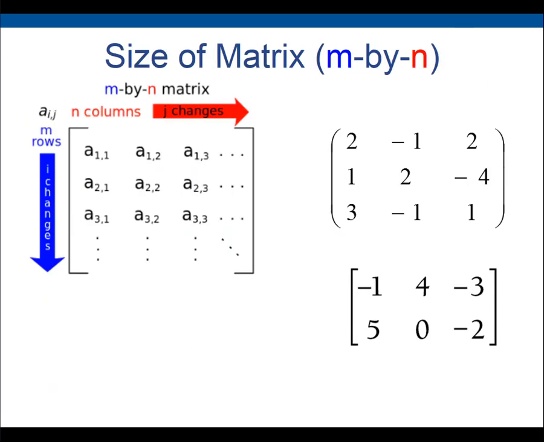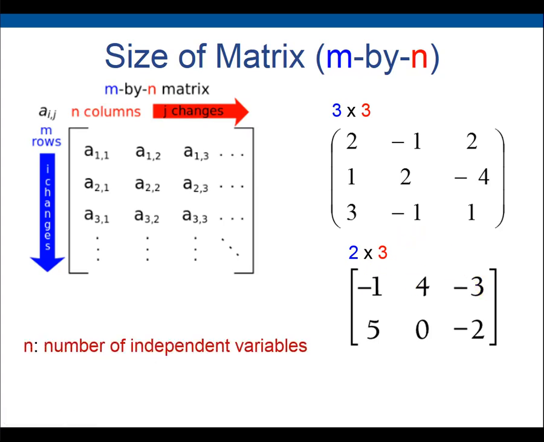So size of the matrix, as I said, is m by n. So question, what is the size of the right hand side matrix? Yes, that is 3 by 3. How about this one? It's a 2 by 3 matrix. So 2 means there are 2 rows, and 3 means there are 3 columns.